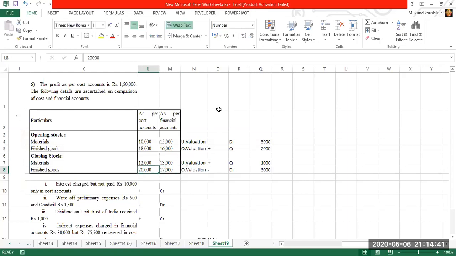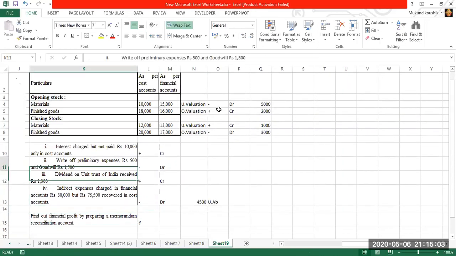Then again finished goods, closing stock of finished goods as per cost accounting is 20,000, as per financial accounting it is 17,000. So it is overvaluation because the cost accounting amount is more than financial accounting. So for overvaluation of closing stock, what do you have to do? You have to subtract. Again you have to take the difference between these two. 12,000 minus 13,000 will be 1,000. 20,000 minus 17,000 will be 3,000.